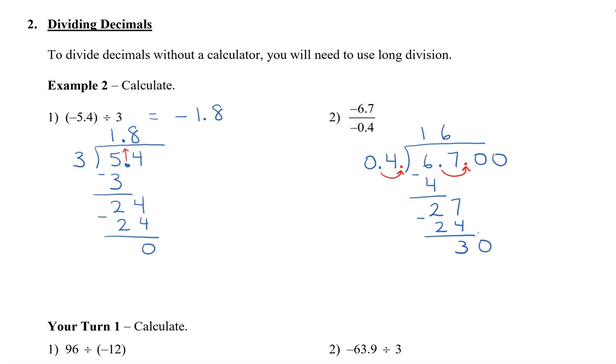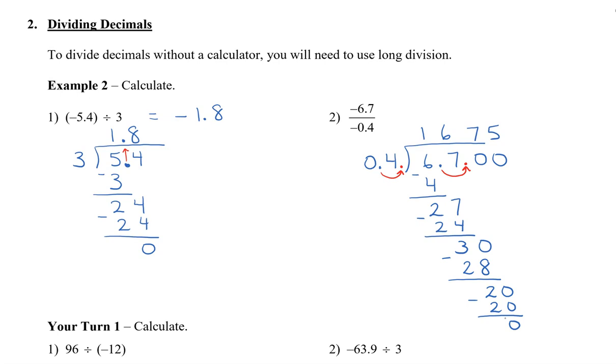So 4 goes into 30 7 times. 7 times 4 is 28. And we subtract. We get 2. Bring down the next 0. And we get 20. And 4 goes into 20 5 times. And if we multiply, 5 times 4 is 20. And we get 0 for our remainder.